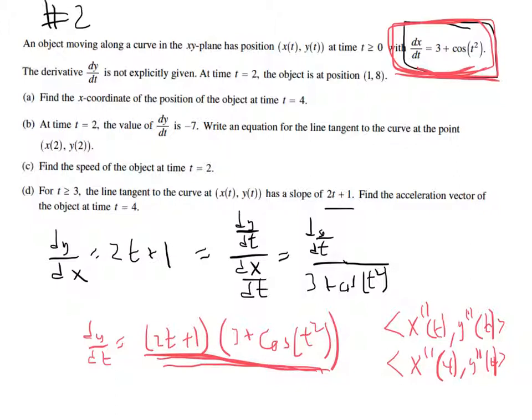You'll get that x double prime of 4 is 2.303, and y double prime of 4 is 24.813. So use your calculator. You've got it. Don't try to do too much by hand. You can, but at the same time, you could be wasting your time doing that.